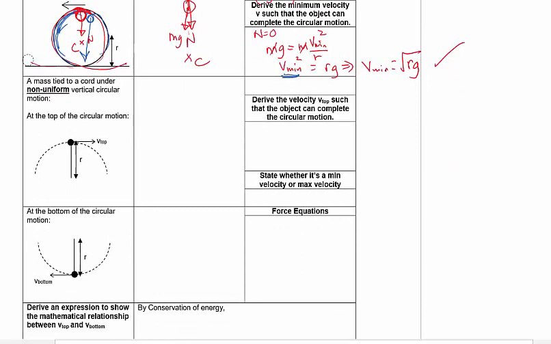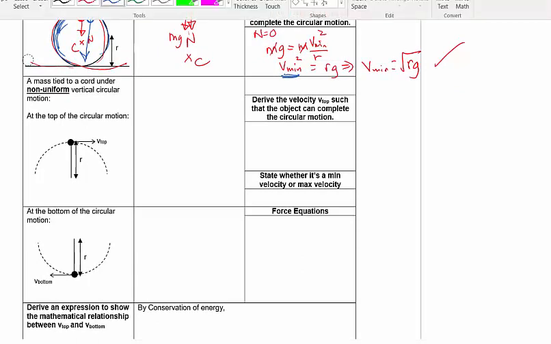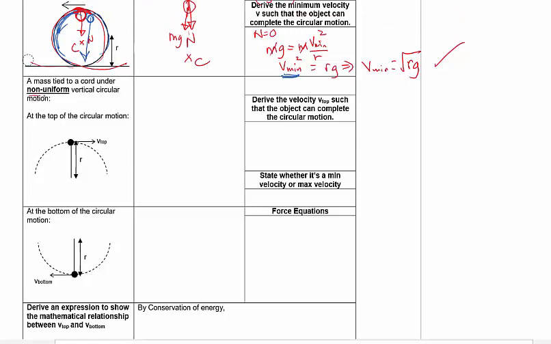All right, let's look at the next one. In this case, you have to take note now. This is a non-uniform vertical circular motion. Non-uniform means v is not constant. This is a string, a mass that's tied to a string and being swung in a vertical circular motion.